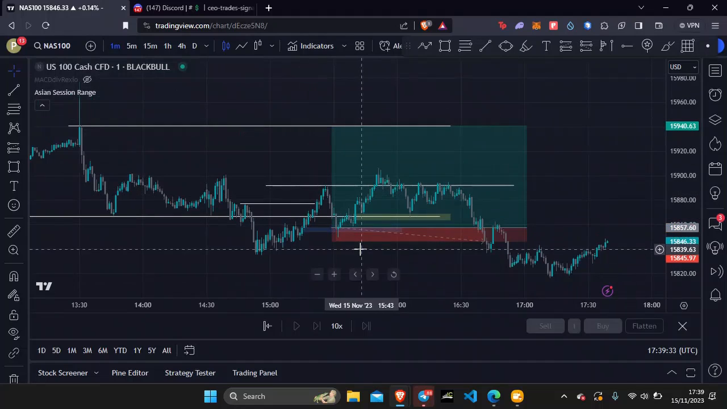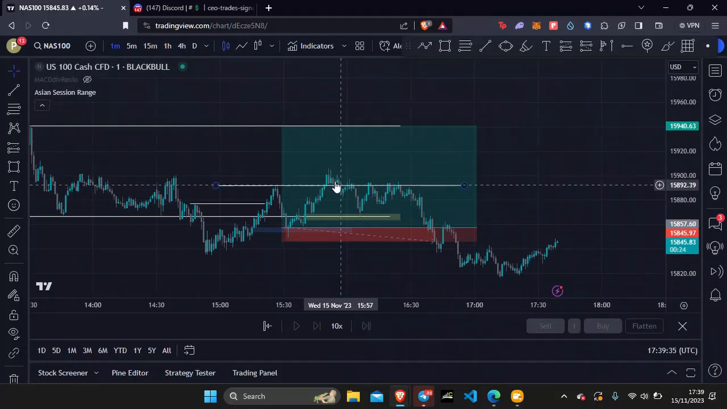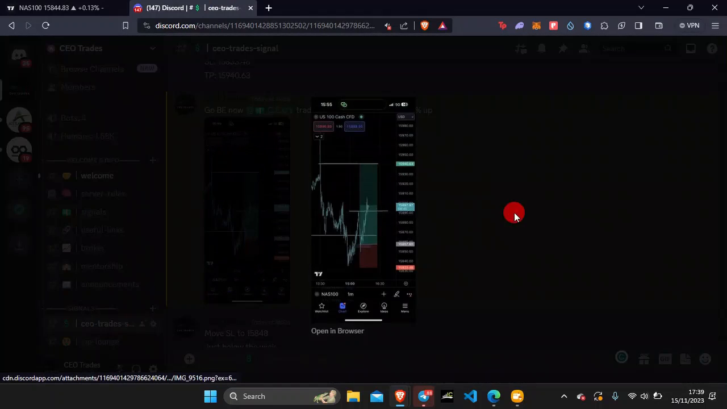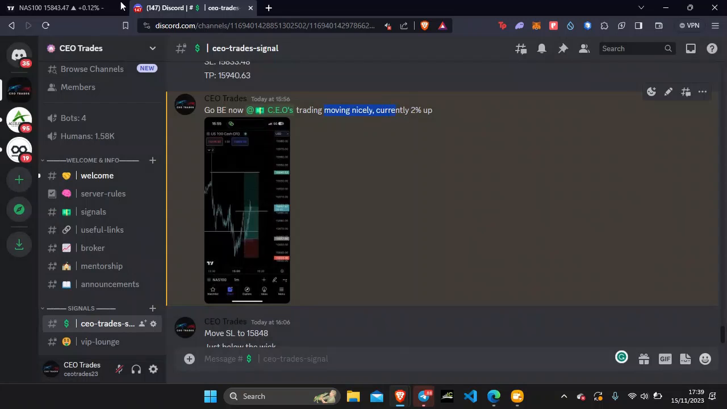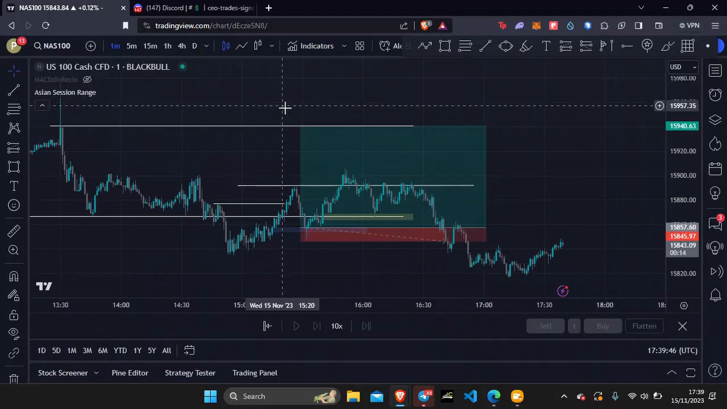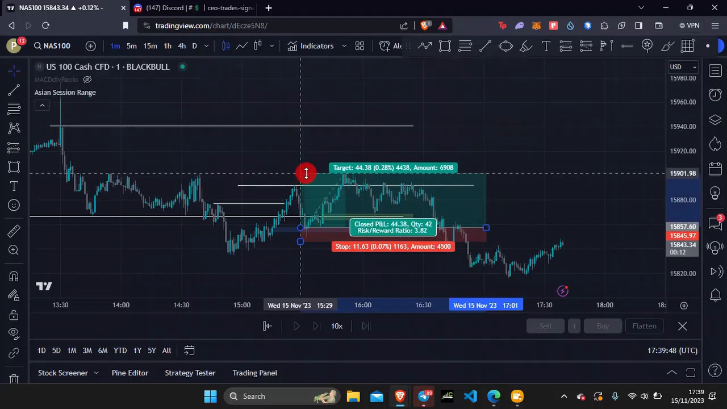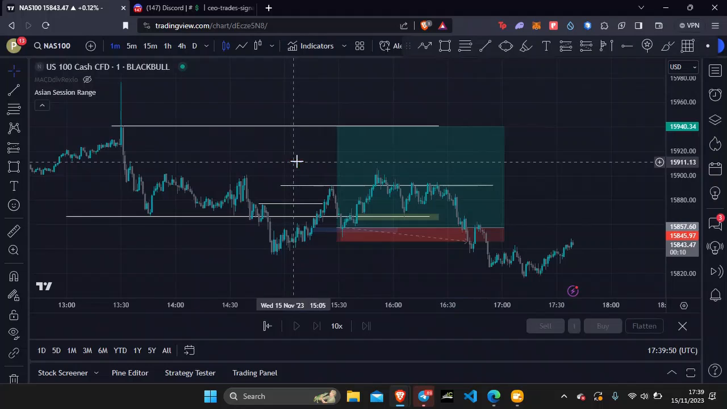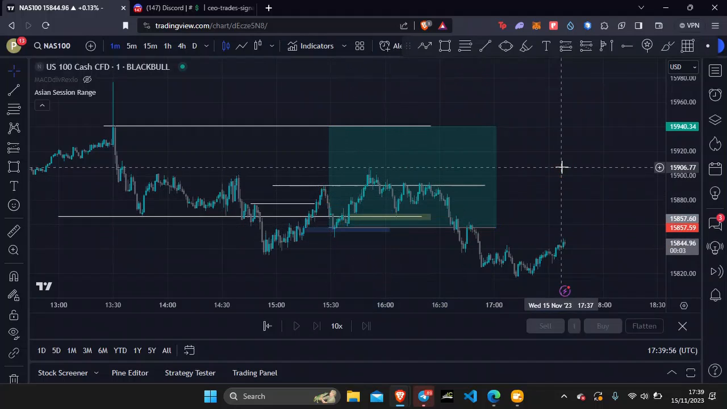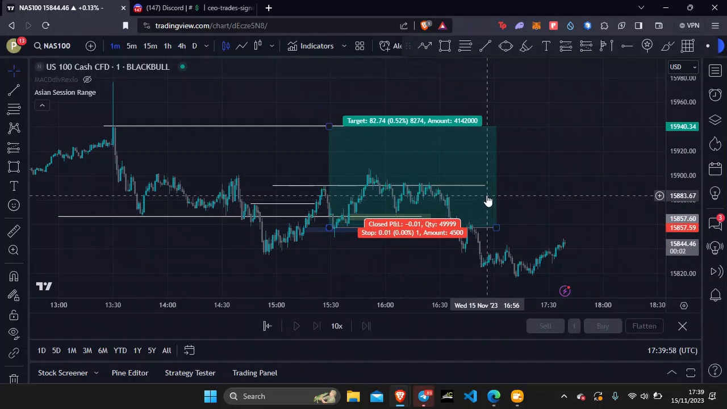So as you can see on the 5-minute, on the 1-minute, we had the break of structure. We came down to the fair value gap. We tapped in and then we started shooting up. So after that, I said, we've broken the structure, go break even, trade's moving nicely, currently up 2%. Then I told everyone to take profits right here at the 1 to 2 so that way we can secure some profits. And in that way, we have some money banked. And then we also went break even so that way if price did return, we would be completely safe.